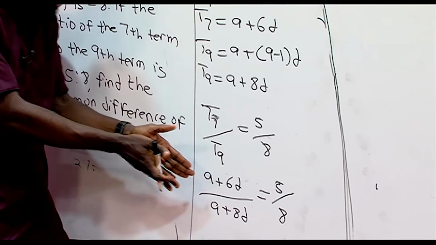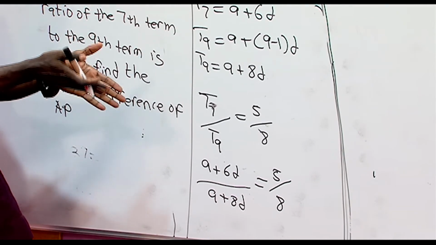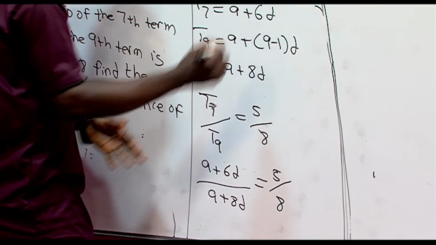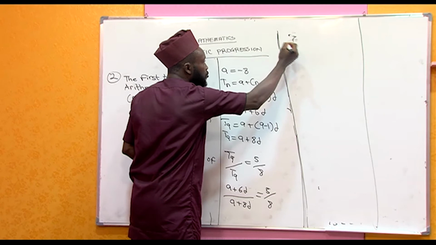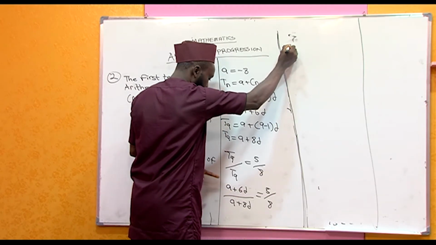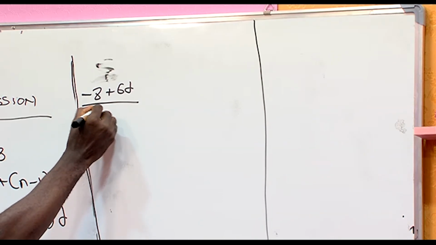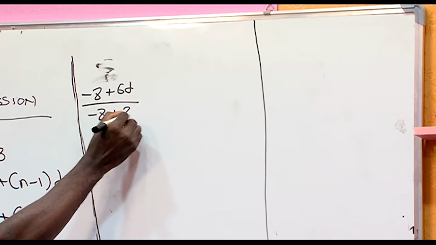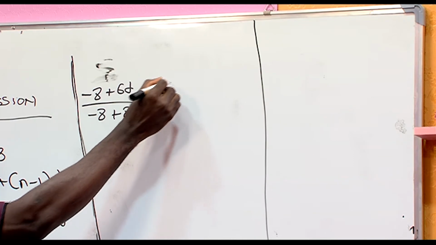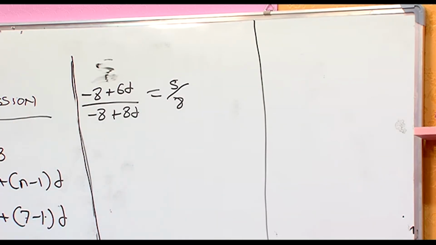So go back to this and substitute for A. Instead of writing A, my new equation will look like this: minus 8 plus 6D over minus 8 plus 8D is equal to 5 over 8. Now we are asked to calculate the common difference.